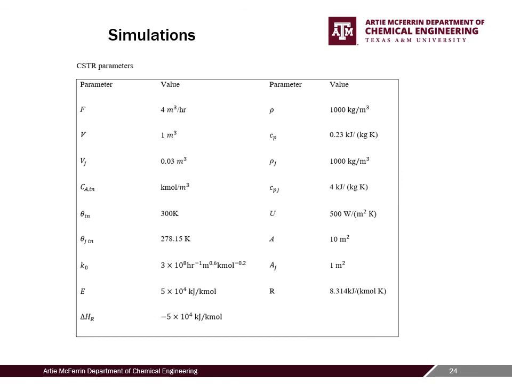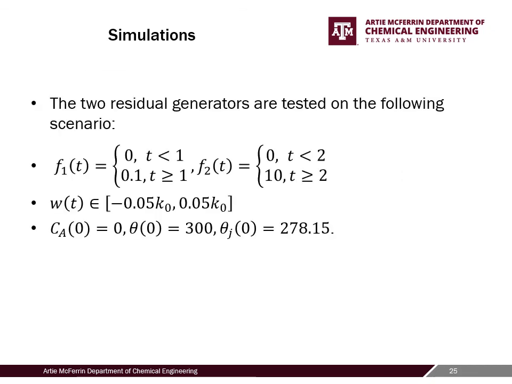The parameters used for the simulations are shown in this table. The two residual generators are tested on the following scenario. Fault F1 has a value 0.1 and it's assumed to occur at 1 hour. Fault F2 has a value 10 and it's assumed to occur at 2 hours. W of t, the uncertainty in the reaction rate, is assumed to be plus or minus 5% of the pre-exponential factor. And the initial conditions for the simulations are as shown.